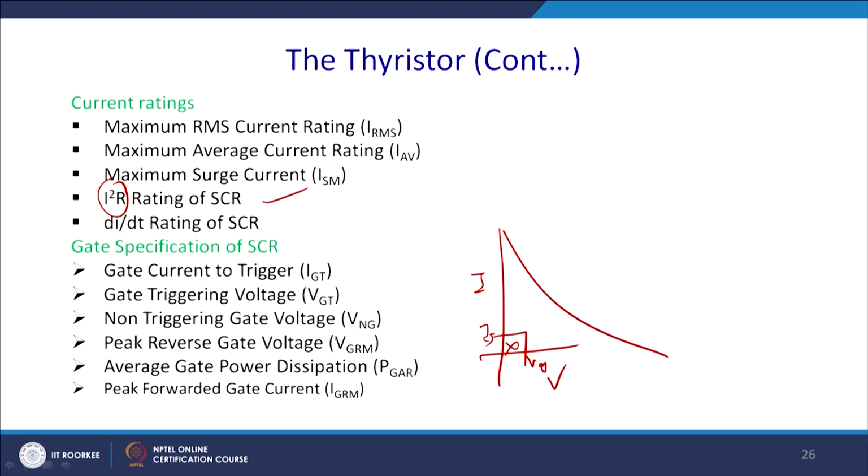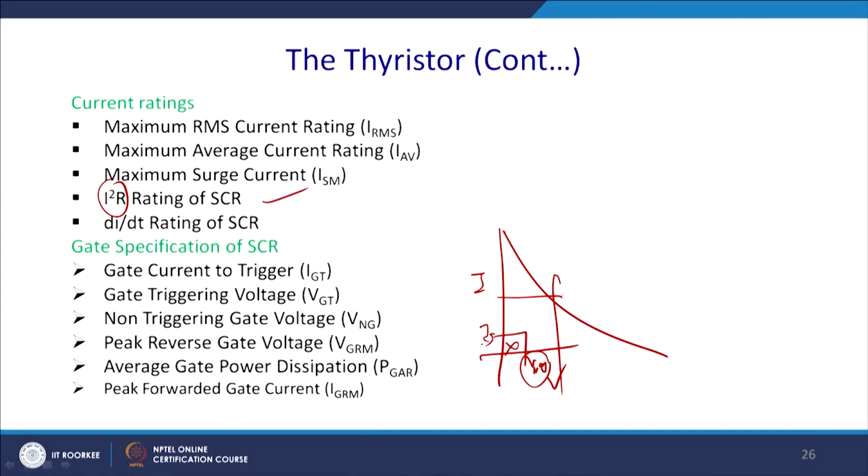So this is basically the non-triggering gate voltage. And the peak reverse gate voltage is the maximum voltage you should apply; you should not go beyond that, as it may damage the gate. Peak reverse gate voltage comes into the picture in the reverse mode, so you should not allow the reverse gate voltage. Average gate power dissipation, this is the power line, so you have to stay within the power line. You should not go beyond the power dissipation, otherwise the gate circuit will fail. And the peak forward gate current value will also be specified by the thyristor.